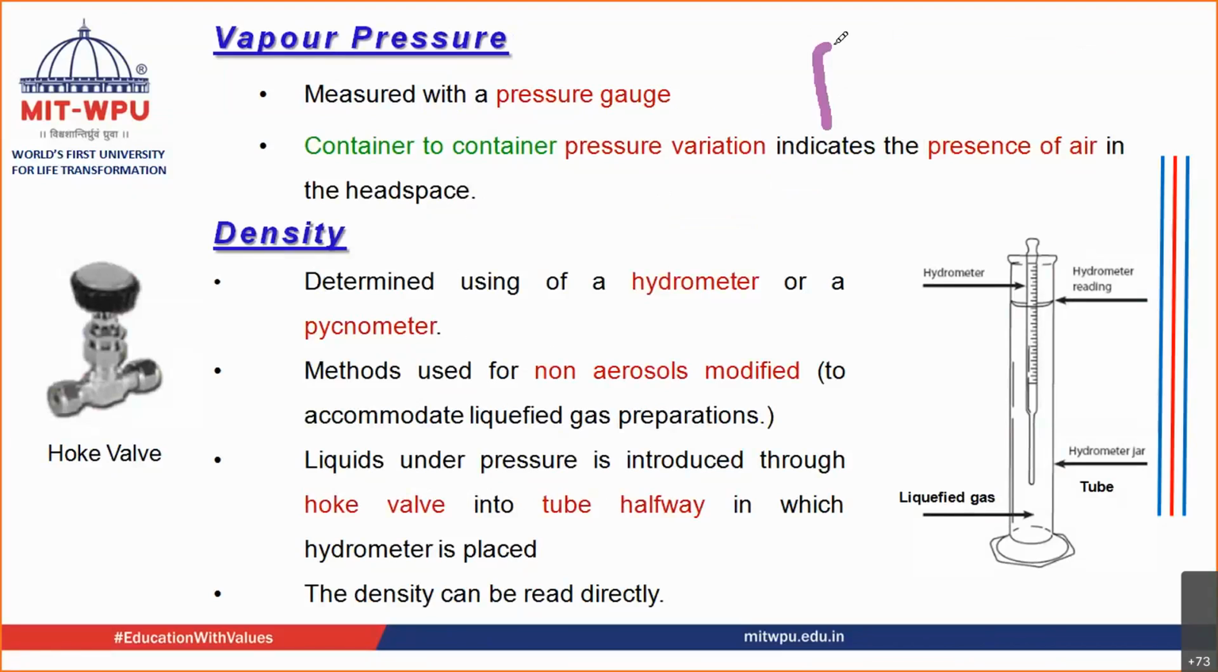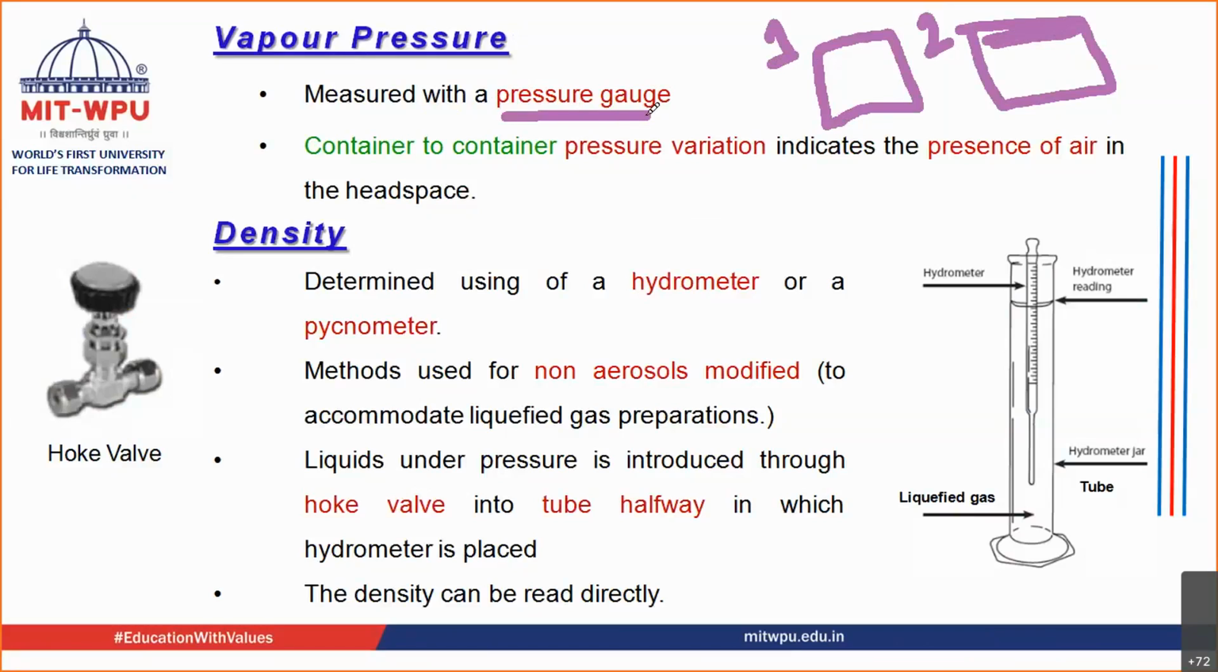So you have a container over here, right? And if this container has some vapor pressure different from this container, and the vapor pressure of this is high and the vapor pressure of this is low, then you can say that at the headspace, at the top, there is some air present. That you can decide from the vapor pressure, which is measured with the help of the pressure gauge.